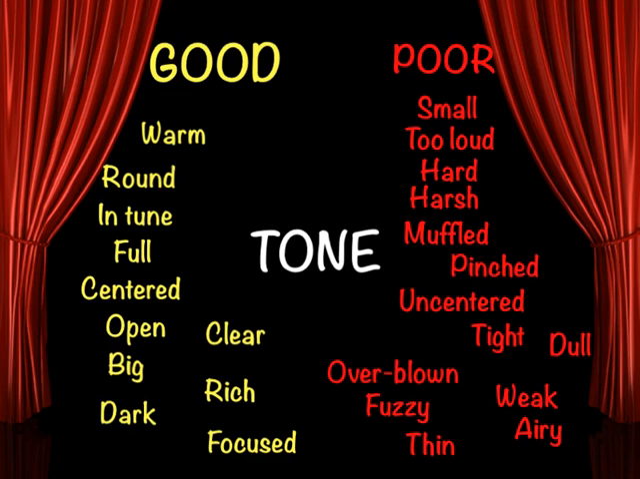Good tone can be described as warm, round, in tune, full, centered, open, big, dark, clear, rich, focused. Poor tone: small, too loud, hard, harsh, muffled, pinched, uncentered, tight, dull, overblown, fuzzy, thin, weak, airy.